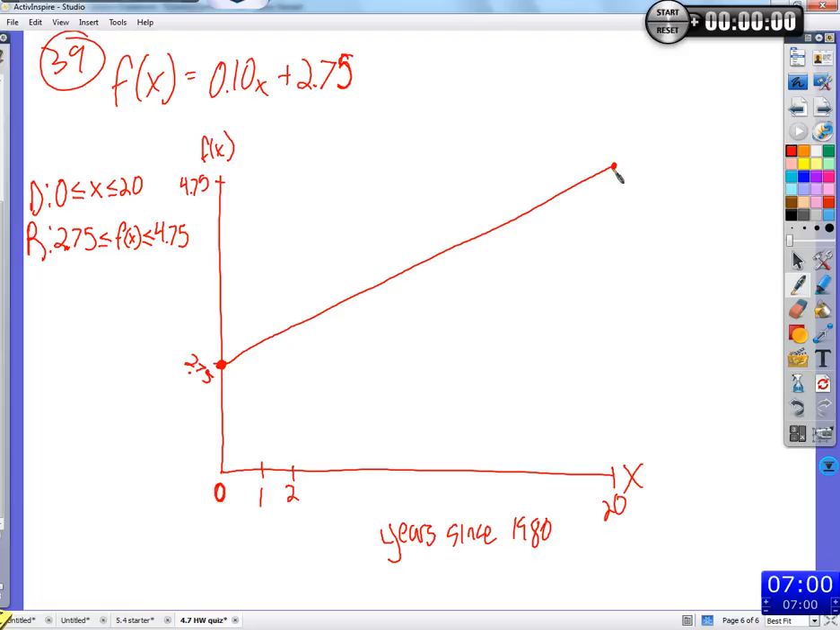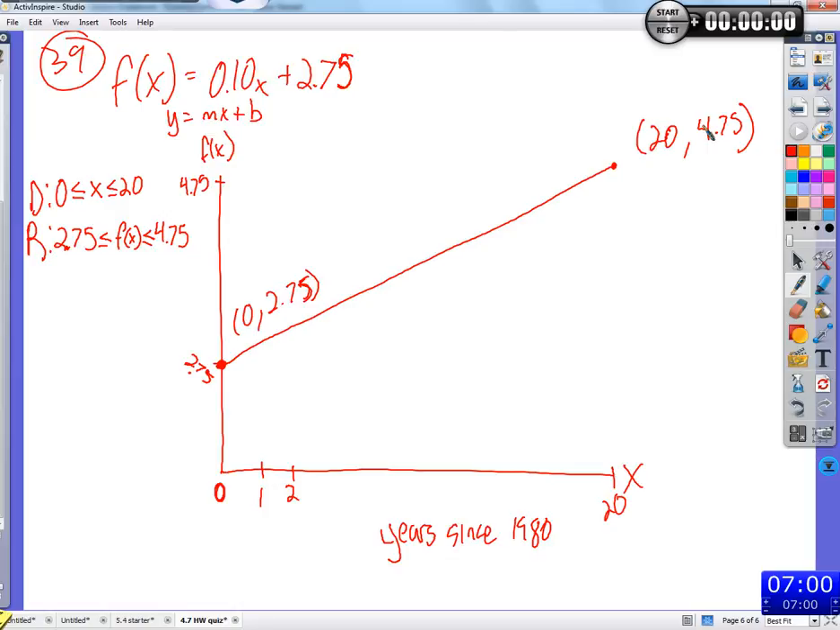Also, we could say this equation looks like mx plus b. If we can get our equation to look like y equals mx plus b, we have the equation of a line, so we know it should be a line. Okay? So we graphed it, it's a line. It starts here at 0, 2.75. That's 1980. The cost of a ticket is 275. And in 2000, well, I should put 20. The cost is 475. So in the year 2000, the ticket costs 475. In between, it's a line.